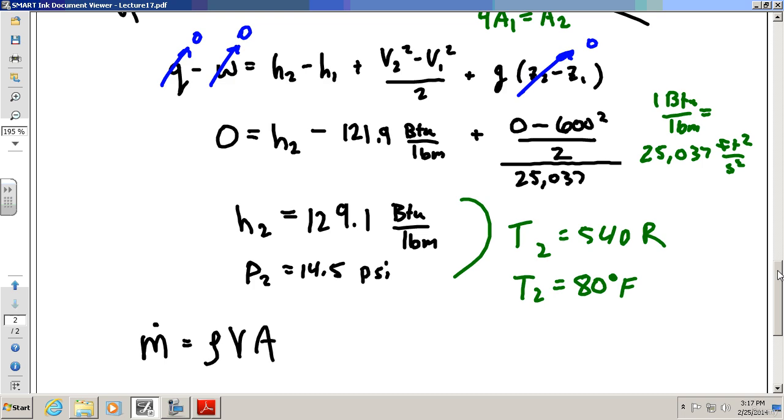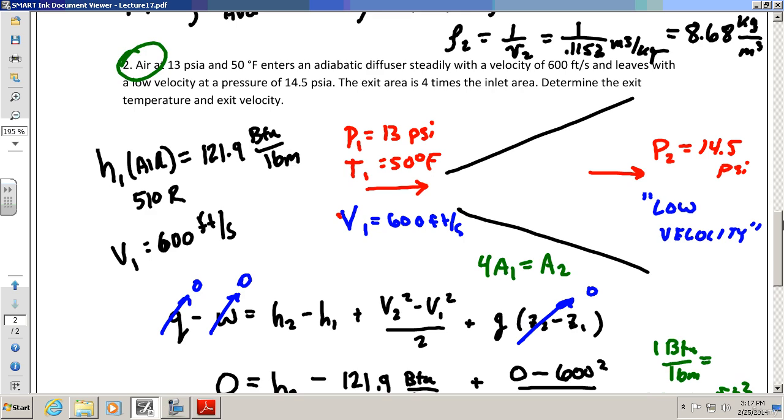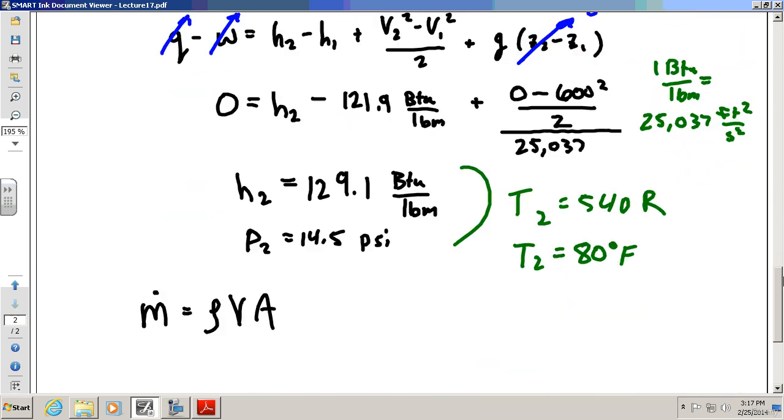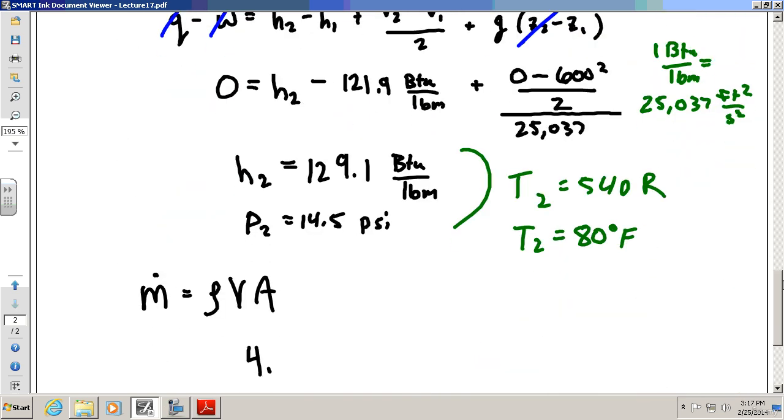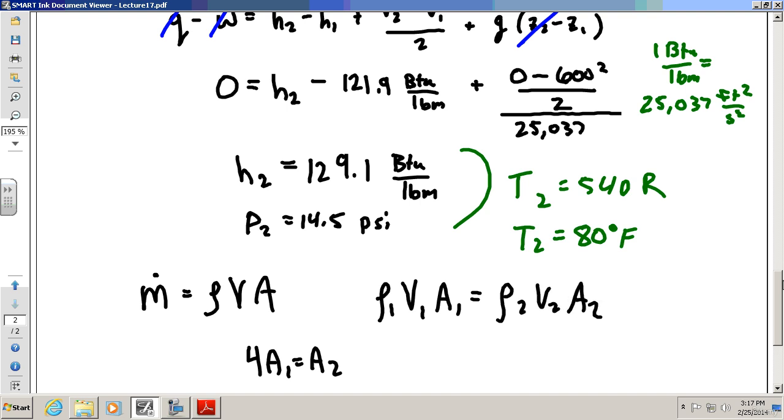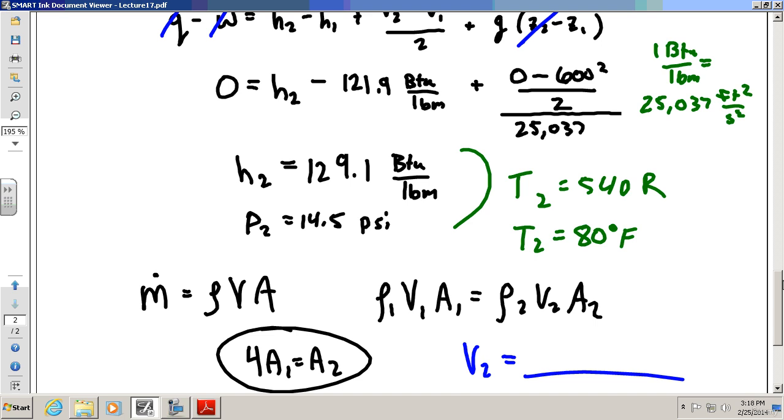Remember, it gave you the exit area is 4 times the inlet area, right? It gave you the fact that 4A1 equals A2, and since you can say this, rho 1 V1 A1 equals rho 2 V2 A2. And you know this relationship, you can work it out and solve for the actual V2. You'll find it's fairly small. Okay, so you'll get a pretty good assumption. That's all you have to do. It's not worth our time to do it again, but that's what it is.